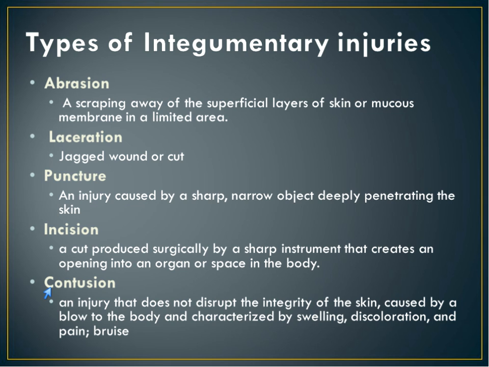A contusion, the street name for a contusion, is a bruise. So this is an injury that does not really disrupt the integrity of the skin itself, so it's not opening up the skin like the other items were, and you don't have any bleeding that happens on the surface, but there is swelling, discoloration, and pain that's associated with a bruise.